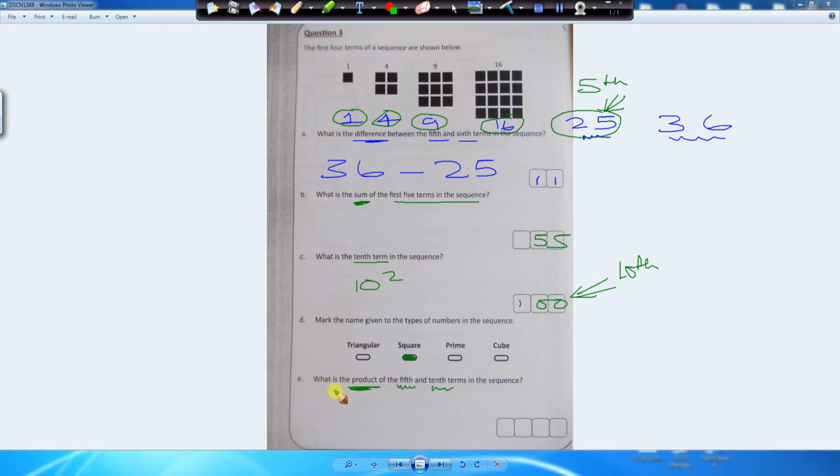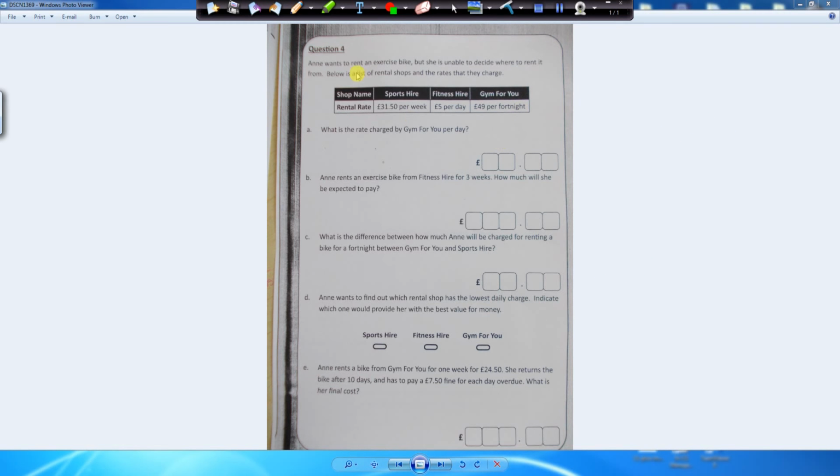Let's have Iman. Product means times. So they want you to multiply 25 with? 100. So 25 is the 5th term, times by the 10th term, which is 100. So 25 times by 100 will give you 2500. Okay, that's one way of saying it. So 2500, and that's the end of that question. Nobody should get that kind of question wrong. It's nice and straightforward.